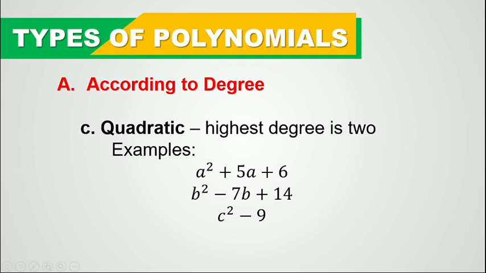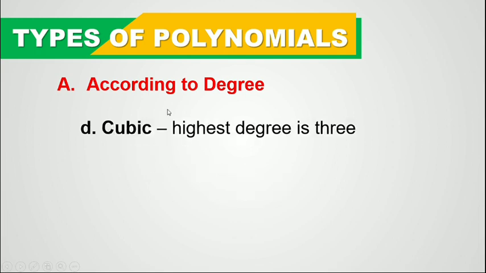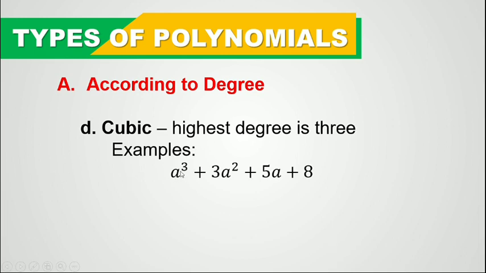Now let's proceed to the fourth type. We have cubic. So its highest degree or exponent is 3. Examples, we have a cubed plus 3a squared plus 5a plus 8. We also have b cubed minus 1 and c cubed plus 27. As you can see, the highest exponent or degree is 3. Therefore, it is considered as cubic polynomial. So these examples are considered as cubic polynomial. Types of polynomials according to degree.